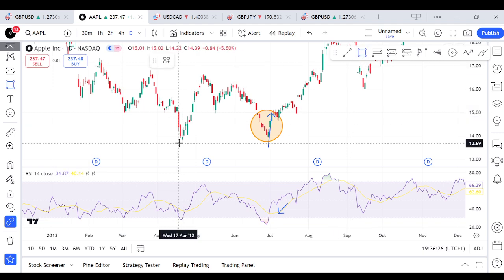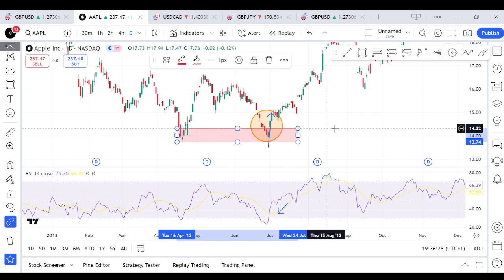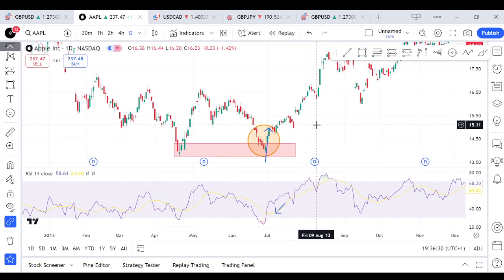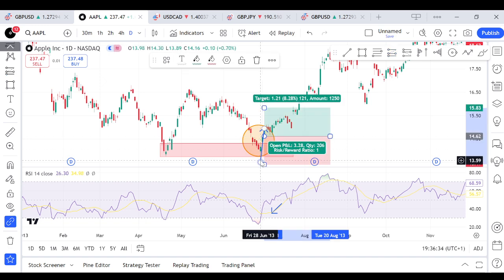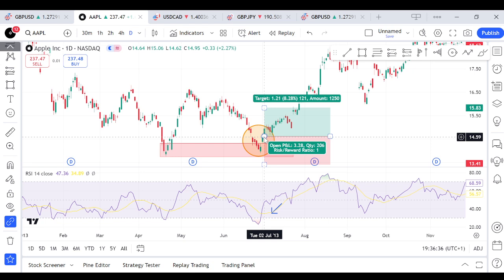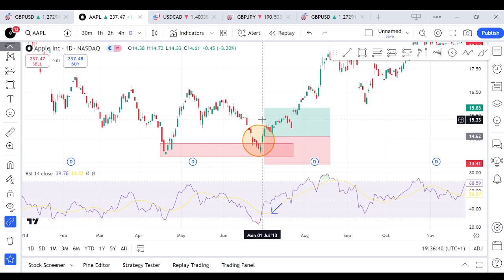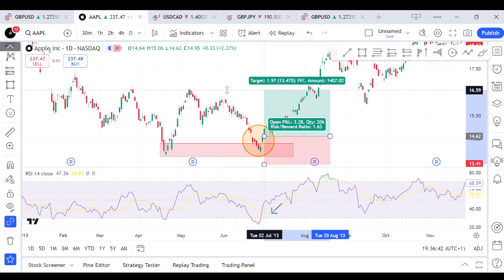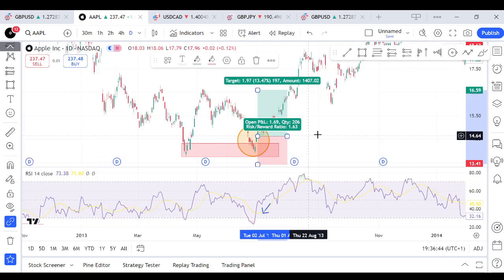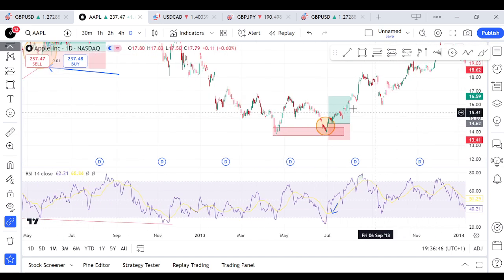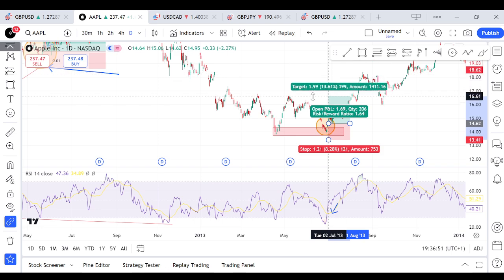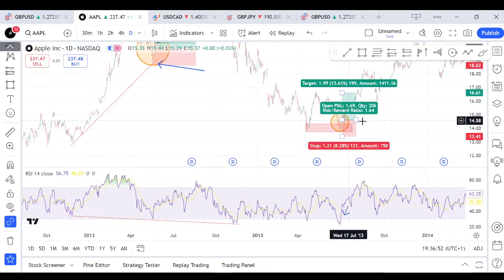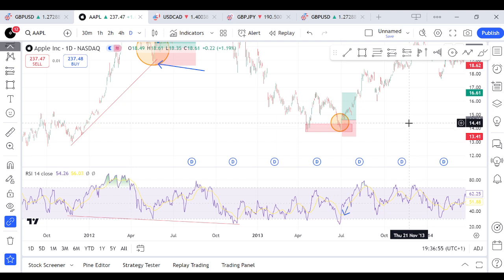This also corresponds with this support level, and we should enter at the open of this 6th candle here. Take profit levels at major resistance zones. Take profit levels could increase however you want. You could also use trailing stop losses. So that is the bullish breakaway pattern.